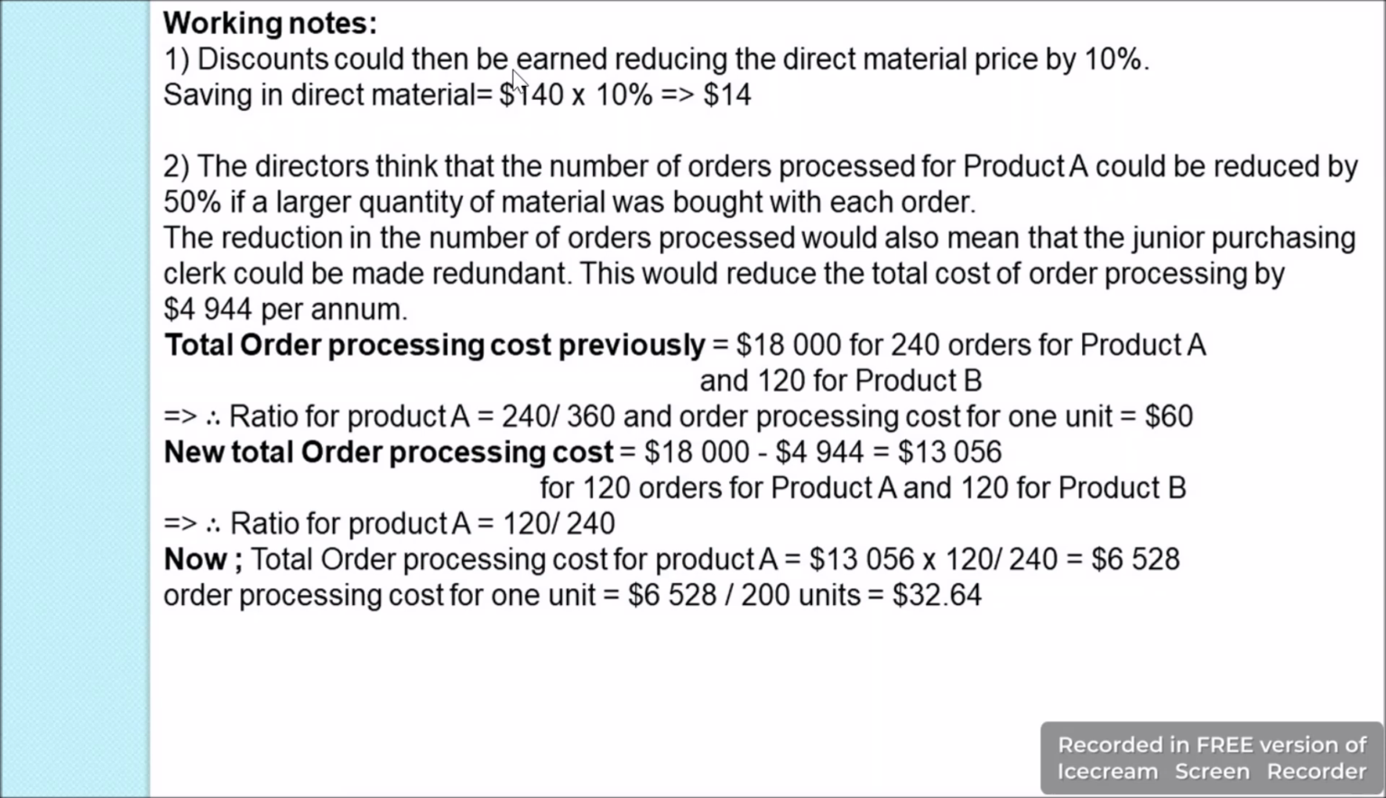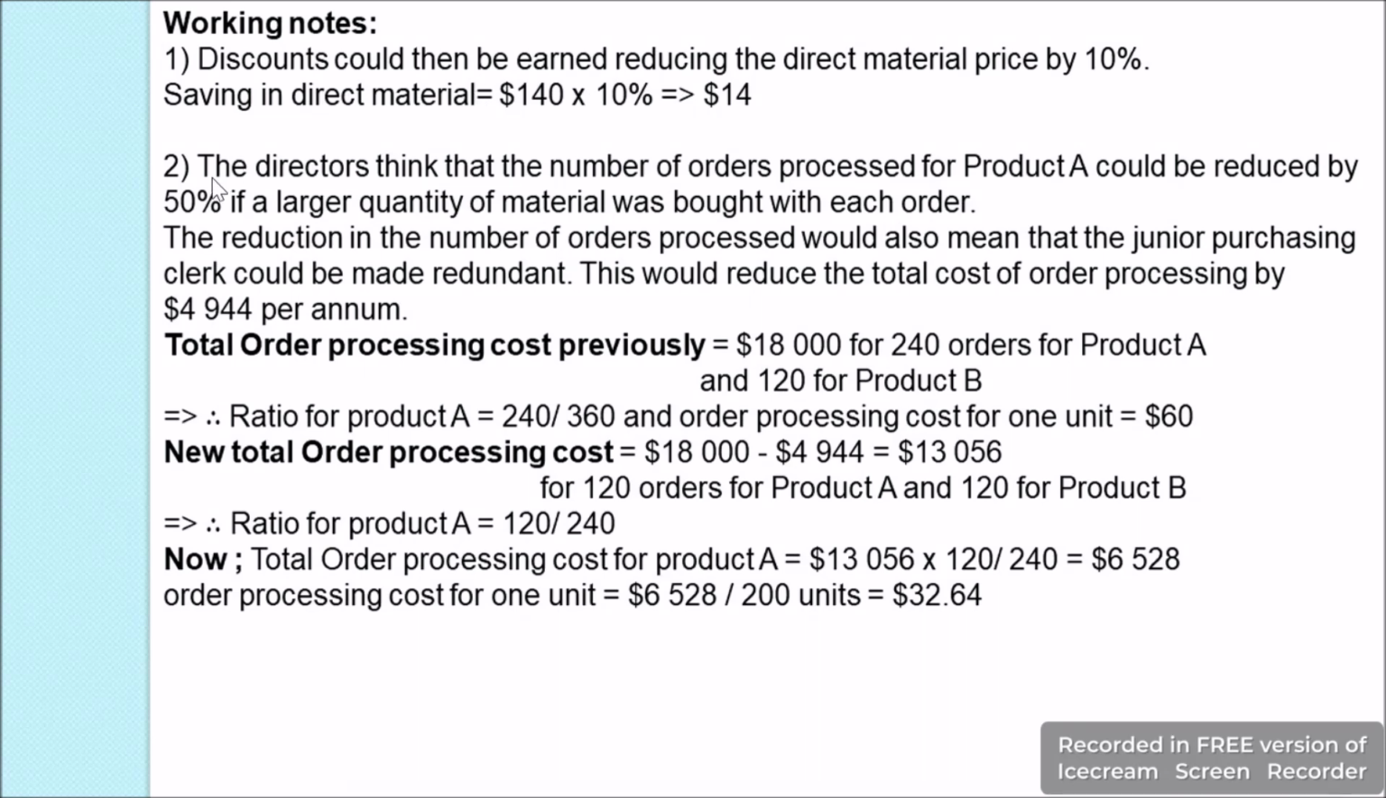Then WJPLC will earn a discount, and this will reduce the direct material price by 10%. So the unit direct material price which we calculated in part A of the question was $140. Now the saving will be 10%, that is 140 times 10%, which will be $14, and this will be the discount received by WJPLC.